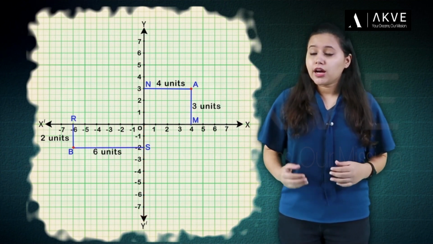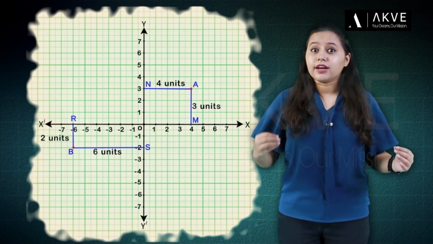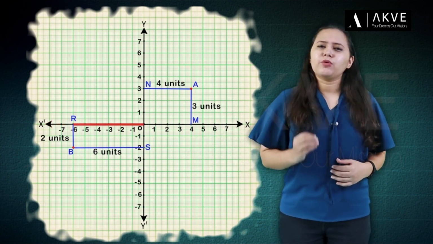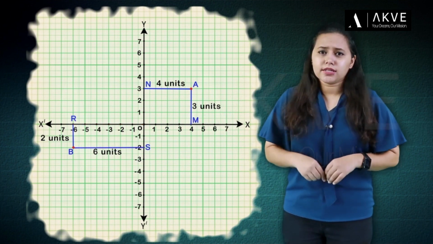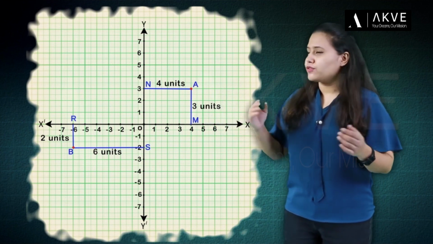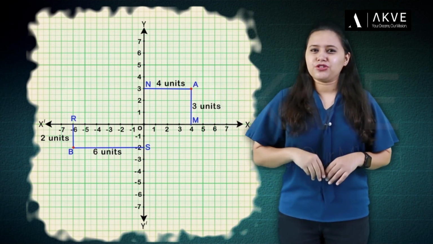It is measured along the negative direction of the x-axis. Here again, OR is equal to SB. Now, using these distances, we write the coordinates of the points. For that, we follow 3 conventions.